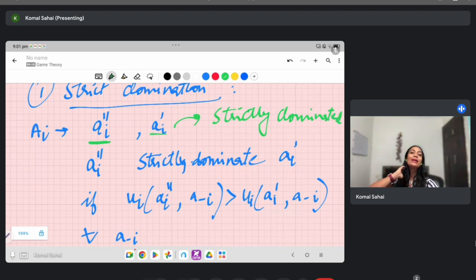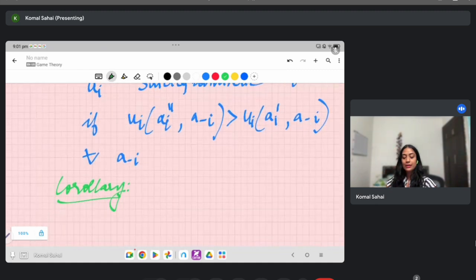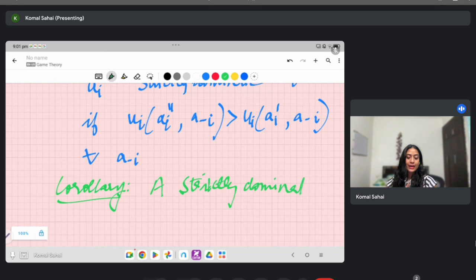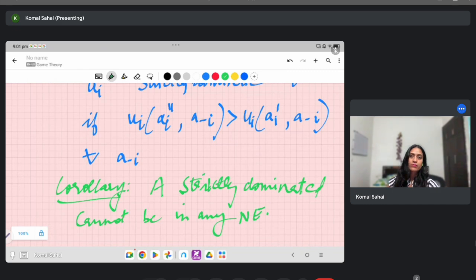ठीक है, strictly dominated है किसी एक एक्शन से, किसी एक दूसरे एक्शन से. अगर एक एक्शन is giving worse payoffs, right, in every scenario, in every possible action choice of the other player, then that is a strictly dominated action. Okay, so then a corollary means that a strictly dominated action, मतलब ये ऐसा AI prime जो है cannot be in any Nash equilibrium.